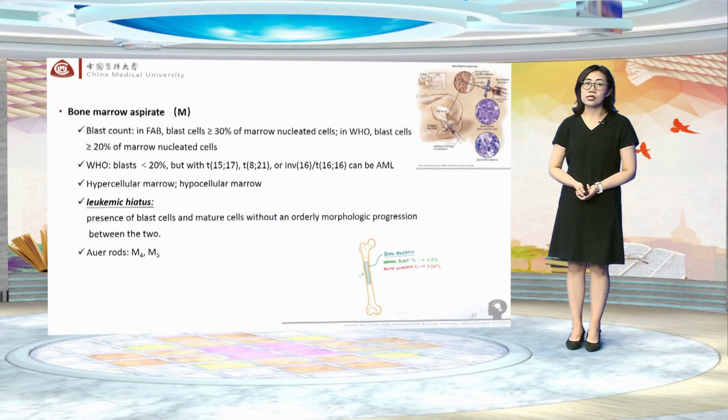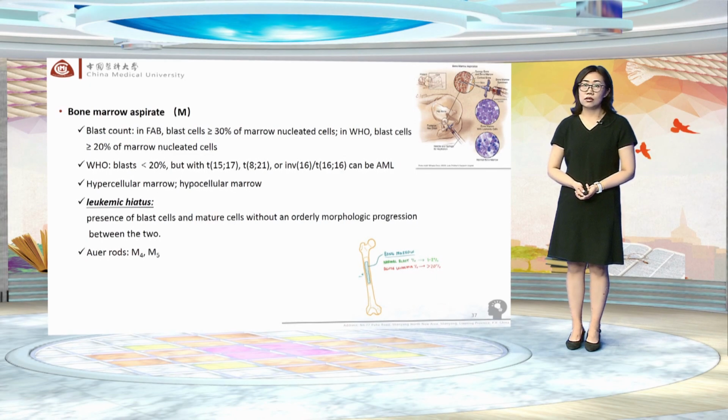The bone marrow always contains leukemic blast cells. We will do the bone marrow aspiration for the morphology. The WHO has invoked an arbitrary threshold of 20% of marrow nucleated cells being blast cells to diagnose AML, at least 20% blasts, while FAB requires at least 30%.